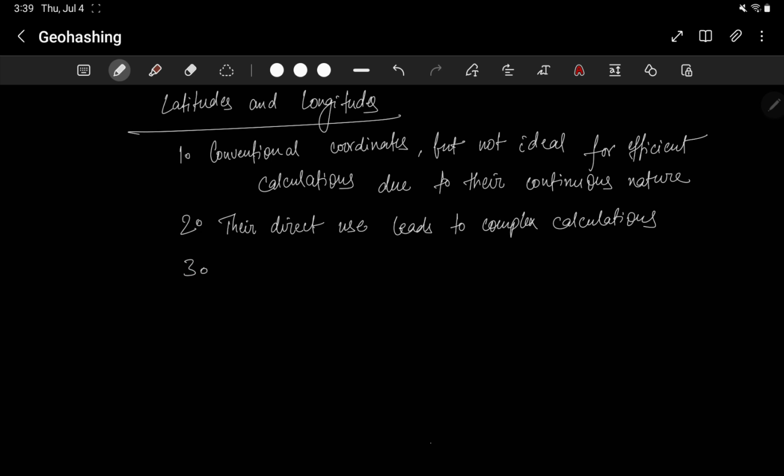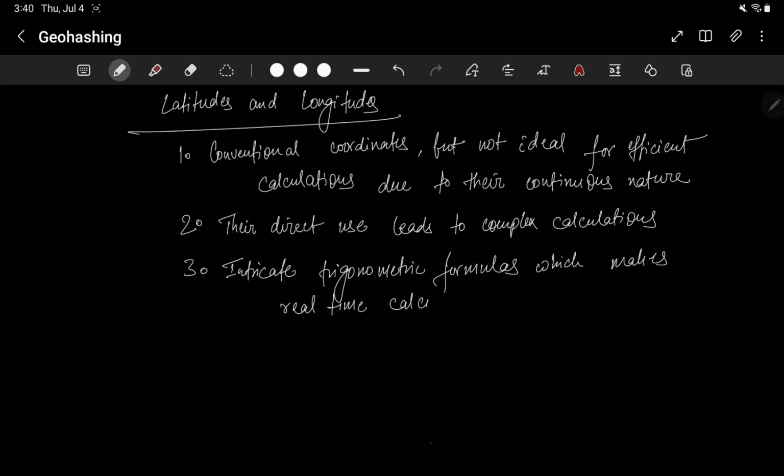Next is why complex calculations? Because it involves intricate trigonometric formulas, which makes real time calculations computationally intensive and time consuming. Okay.